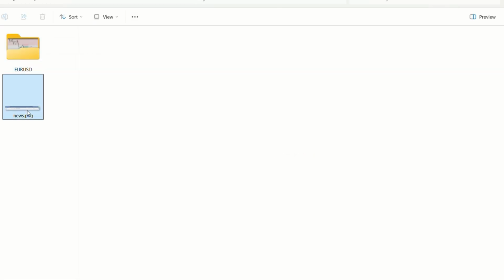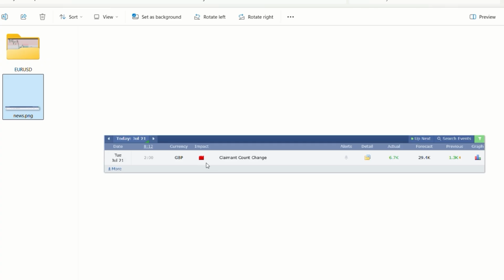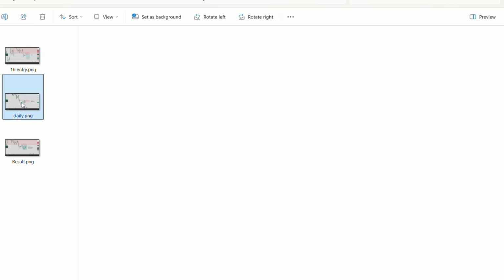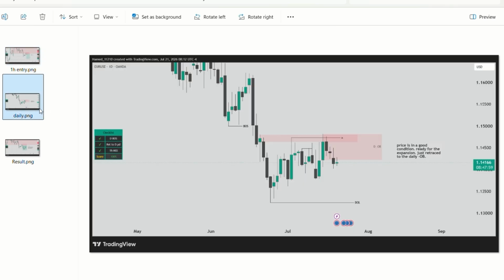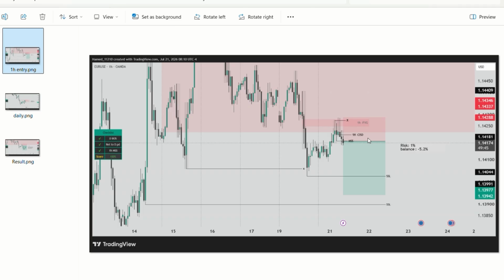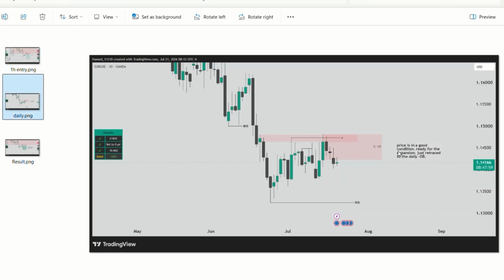For the 21st July, it is Tuesday. We have news on GBP at 2 a.m. London session, client count change on Euro USD. We have daily continuation of yesterday, daily no change. Inside the 1 hour, retrace back to the 1 hour bearish fair value gap, creating change in the state of delivery, breaking the 1 hour previous swing low. That is market structure shift. Risk 1%, balance negative 5.2%. We have the daily price in a good condition, ready for the expansion, just retrace to the daily bearish order block.